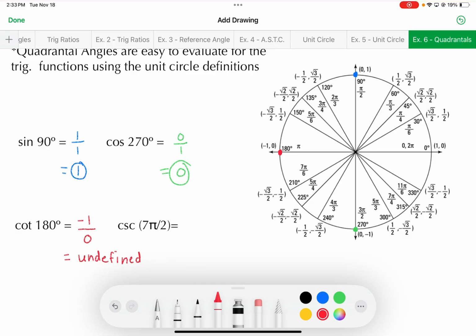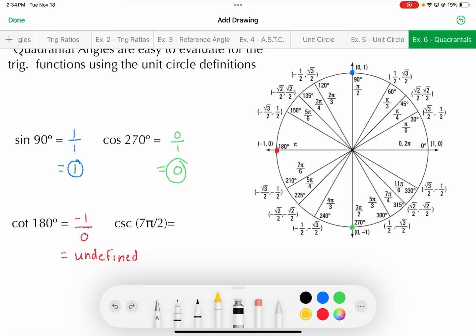All right, and then the last one, 7 pi over 2. Well, that's 7 times 90 degrees. 7 times 90 degrees. What's that? Okay, so where would that place me? Well, 1, 2, 3, 4, 5, 6, 7 pi over 2 places me at the same location as 270, right? Right here. Okay, so cosecant, reciprocal of sine. So that's going to be 1 over y of negative 1, which gives me negative 1.